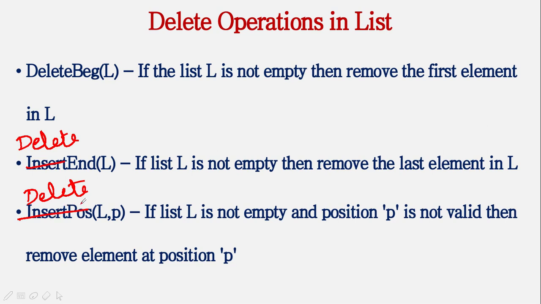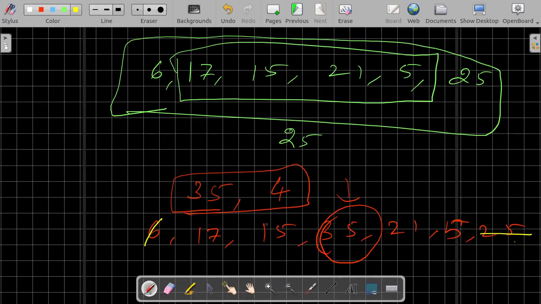And next is delete position. Similar to insert position, here also we will be specifying the position where the delete operation has to be made. So we will be passing the list as well as the position. So if the list is not empty and position P is valid, what is meant by valid is, actually I am having here 5 elements.